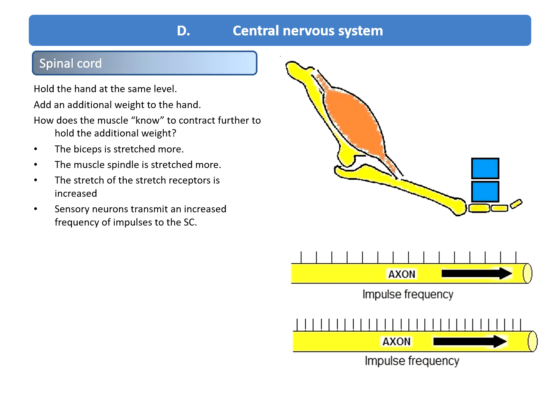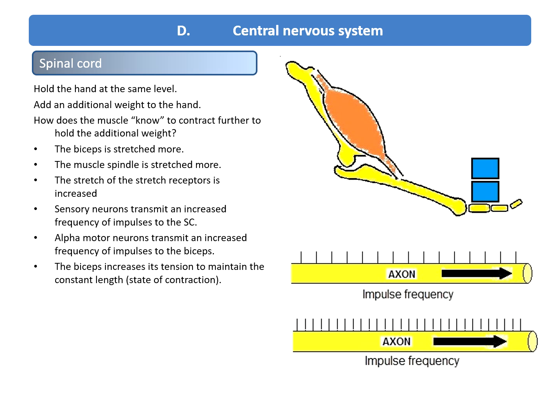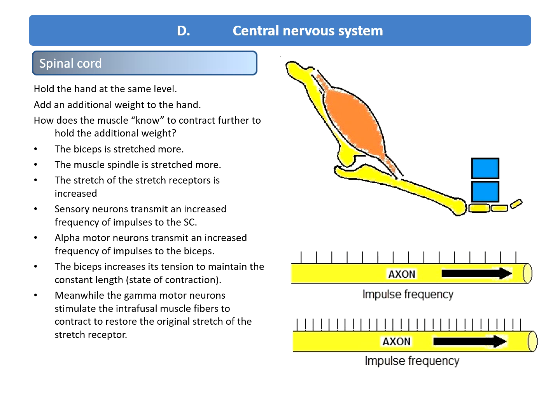The sensory neurons transmit an increased frequency of impulses to the spinal cord. Alpha motor neurons transmit an increased frequency of impulses to the biceps. The biceps increases its tension to maintain the constant length state of contraction. Meanwhile, the gamma motor neurons stimulate the intrafusal muscle fibers to contract to restore the original stretch of the stretch receptor.